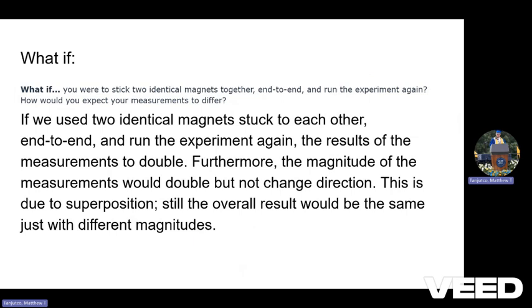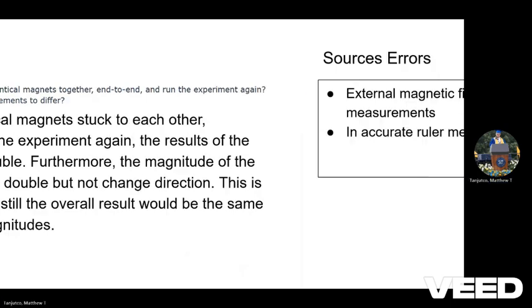Furthermore, what if we were to stick two identical magnets together end to end and run the experiment? Well, if we put two identical magnets together end to end and ran the experiment, the results of the measurements would double. Furthermore, they wouldn't change directions, they would just increase in magnitude.